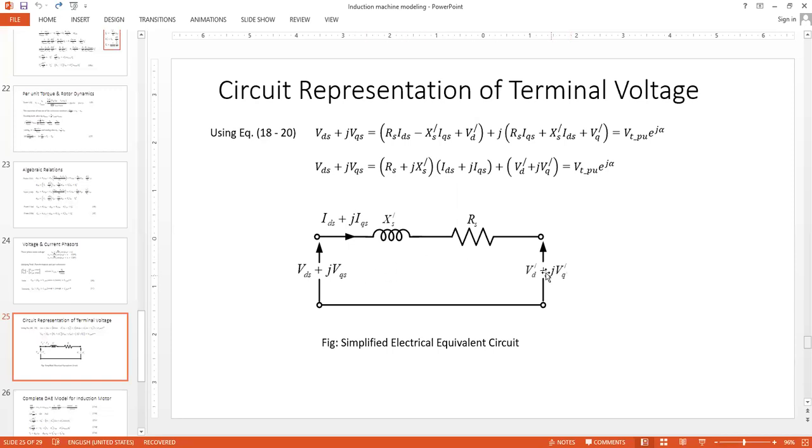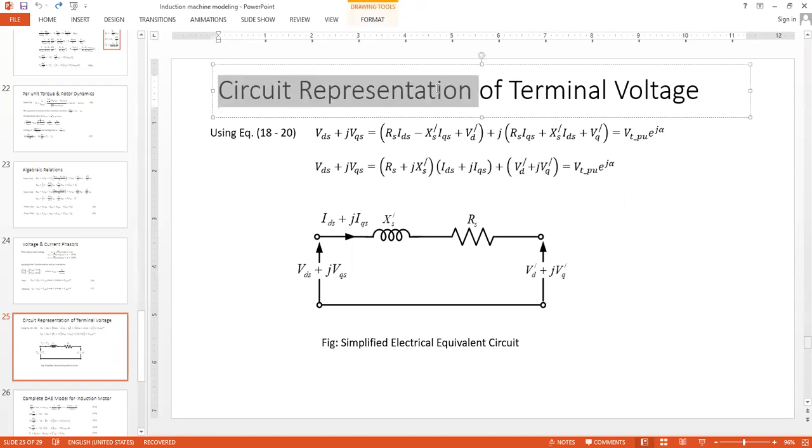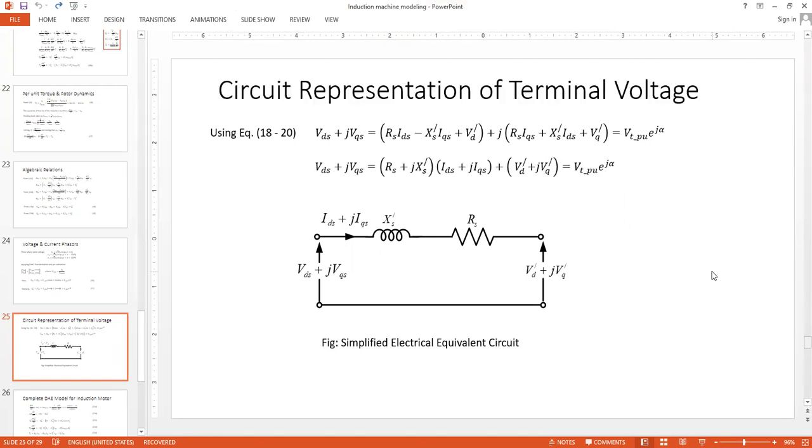And they are related by the help of the current IDS and IQs, and the stator coil resistance Rs, and the stator coil transient reactance Xs dash. So this is simply, if you apply now the KVL in this circuit, you can establish this. So this is nothing but the circuit representation of terminal voltage. Okay.